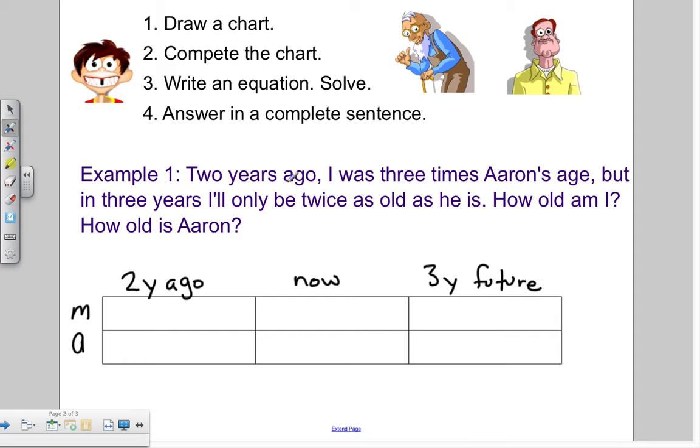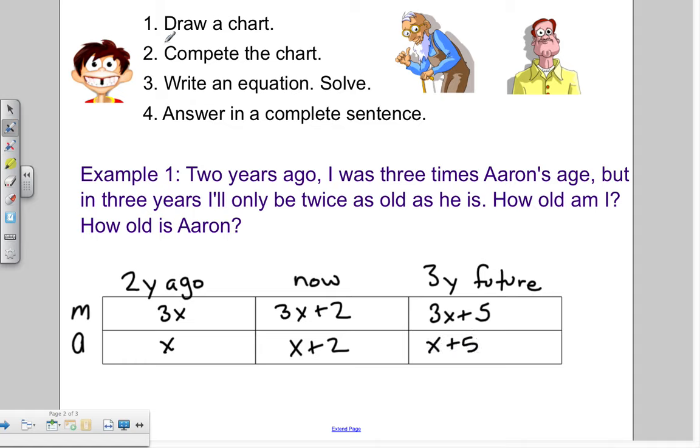Okay, remember we said 2 years ago I was 3 times Aaron's age. So me, I'm 3x, Aaron was x. Now it was 2 years later, so you add 2. X, you add 2. And 3 years in the future is going to be 3 more from that, so it's 3x plus 5 and x plus 5.